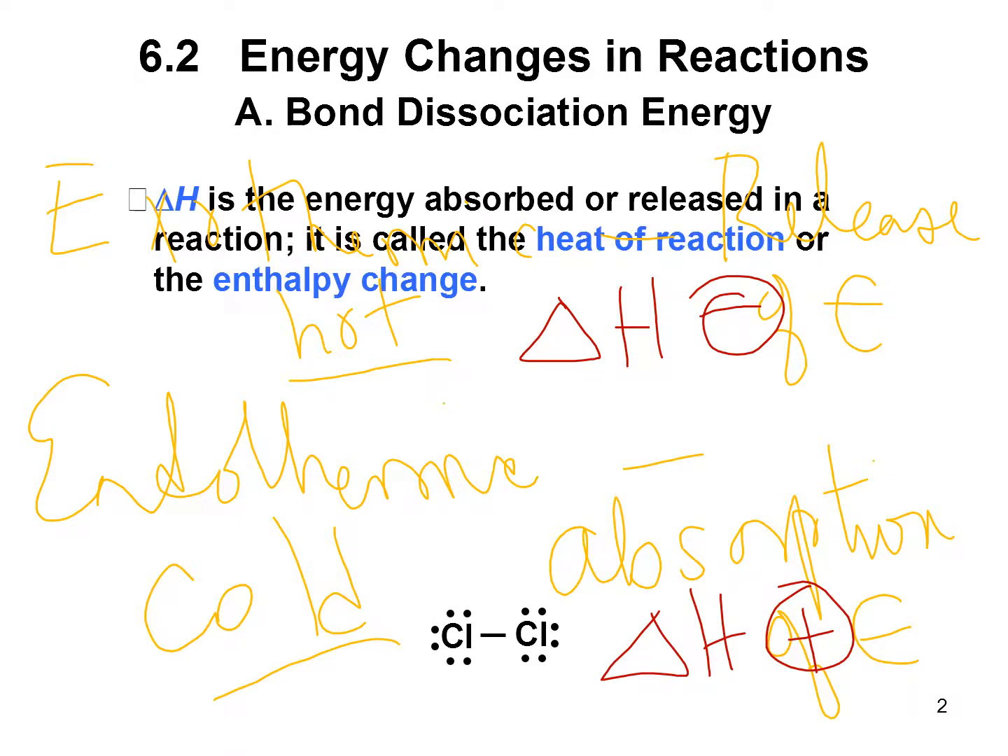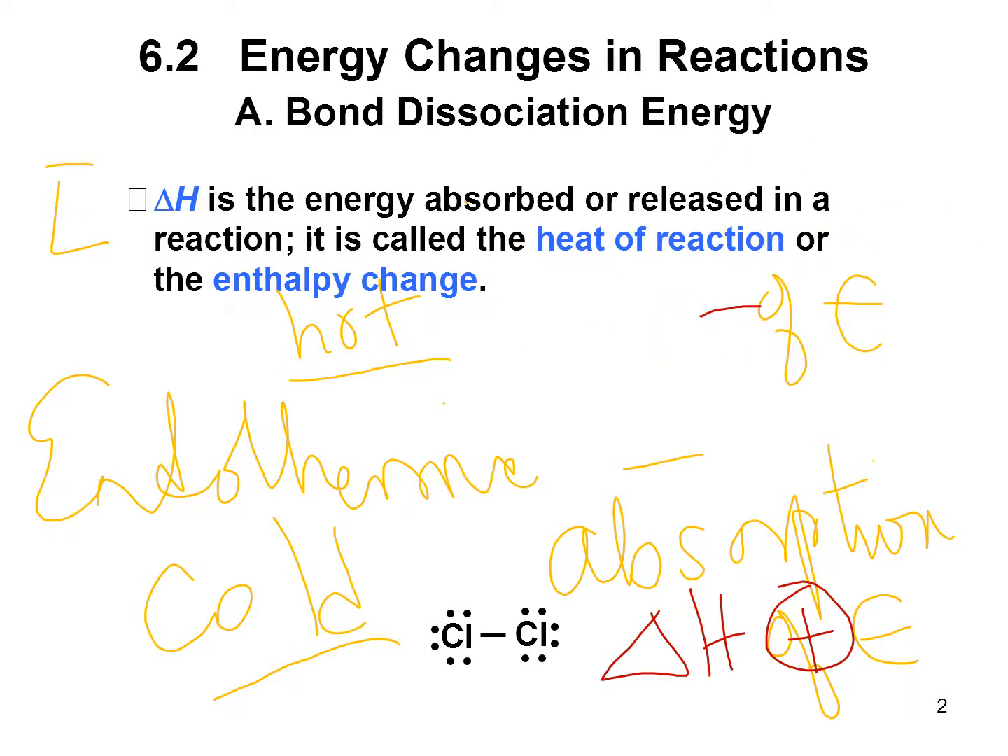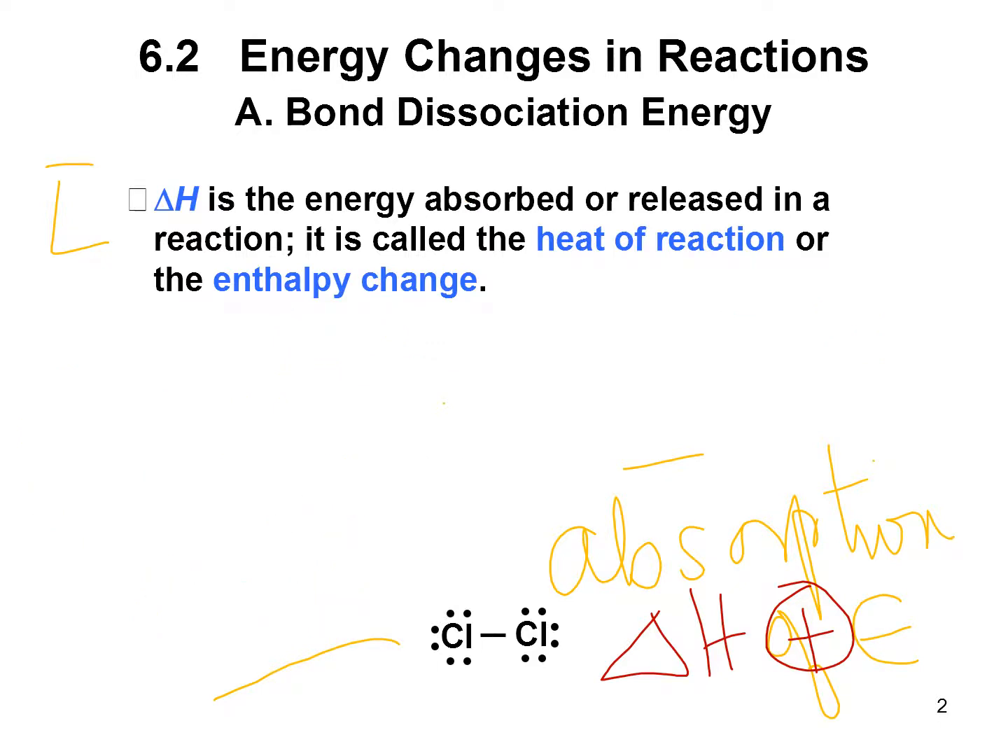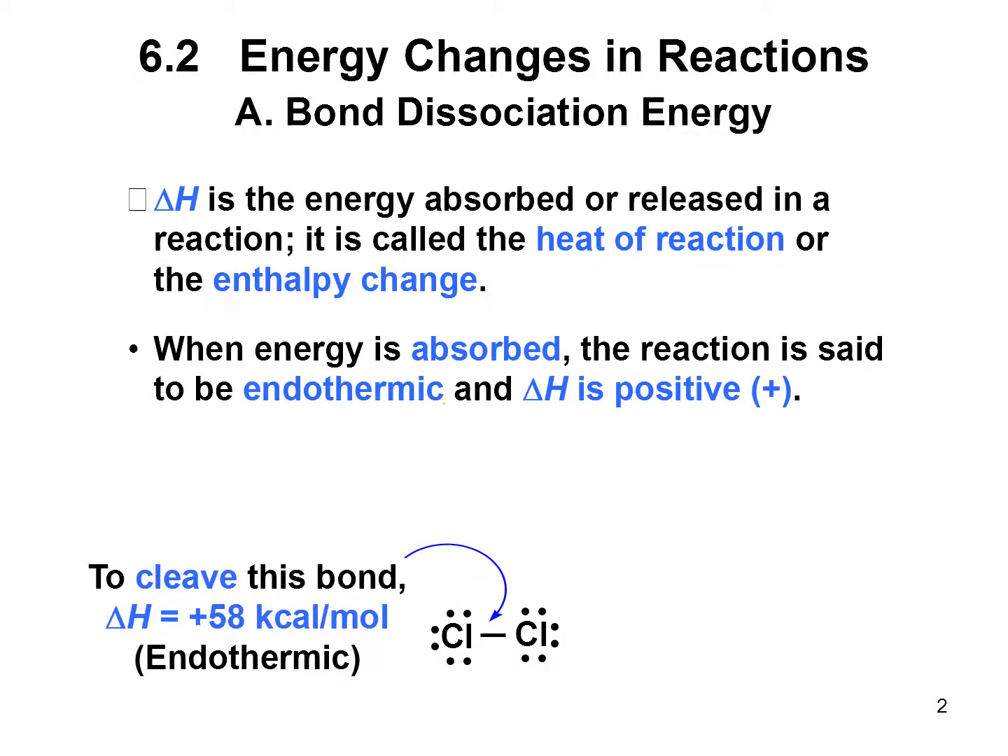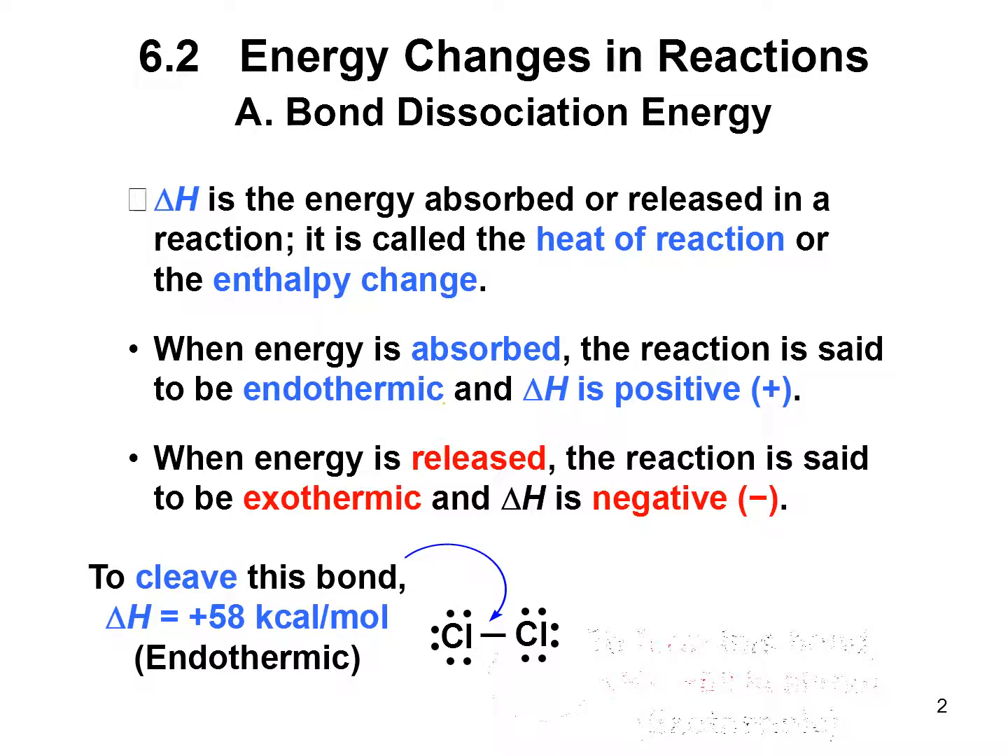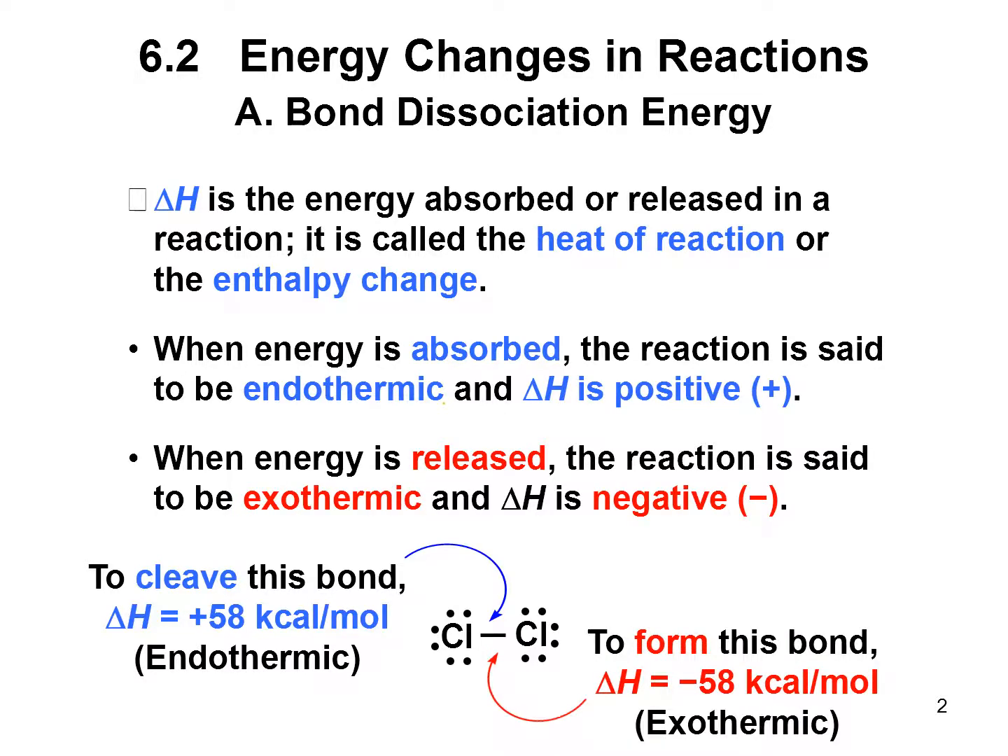Delta H is generally described as the energy absorbed or released during the reaction. Delta H is heat of reaction or enthalpy change. Like I said, it has signs of plus or minus, positive or negative. If the energy is absorbed, it's endothermic, delta H is positive. When the energy is released, the reaction is said to be exothermic, or the delta H is negative.